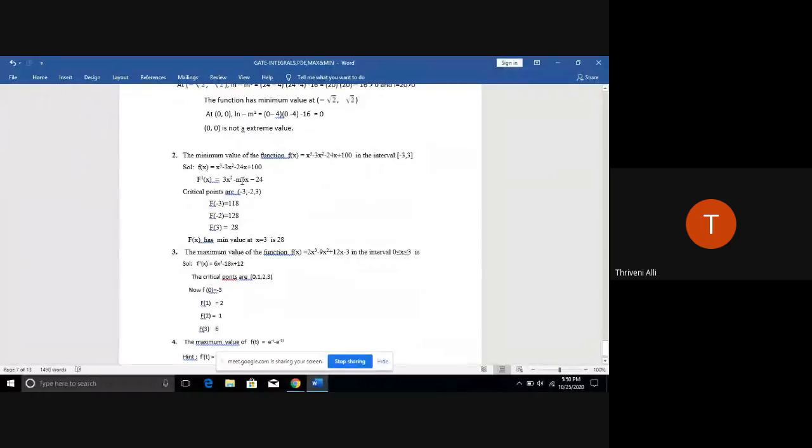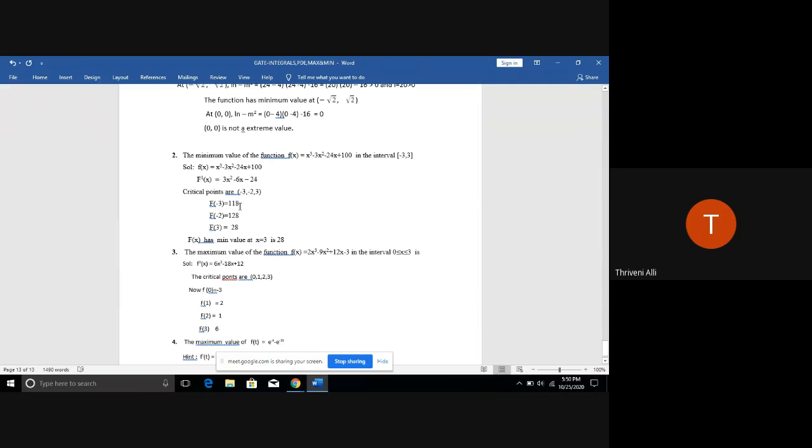So simply we can solve. First of all, given f of x is this, we find f dash of x. See the question, find the minimum value for the function in the given interval. The given interval is minus 3 to 3. So the critical points are minus 3, minus 2, 3, and f of minus 3, f of minus 2, f of 3.